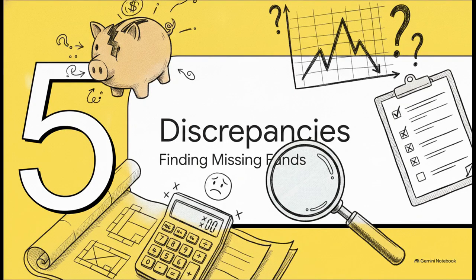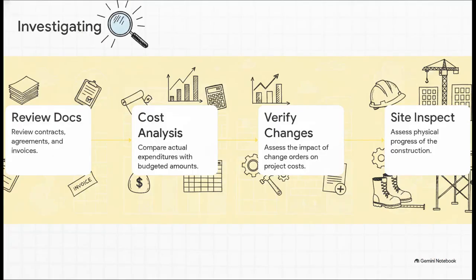And that brings us to Section 5, Investigating Financial Discrepancies. Time to find those missing funds. When discrepancies pop up, you have to launch a rigorous 4-step investigation. First step, review all your project documentation, contracts, agreements, invoices. Do you really understand the approved scope of work? Second, conduct a detailed cost analysis for each phase, comparing your actuals against your projections. Third, verify your change orders, like are there approved variations that are suddenly impacting the cost?